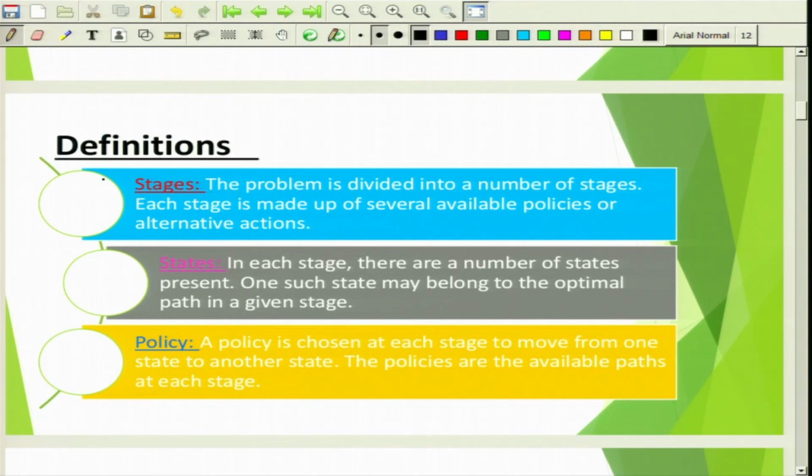And a policy is chosen at each stage to move from one state to another state. That is, the path traversed from one state to another state is called a policy. The policies are the available paths at each stage. It need not be that there is only one policy to reach a particular state at a particular stage. There could be different routes to arrive at a particular state starting from the initial point.